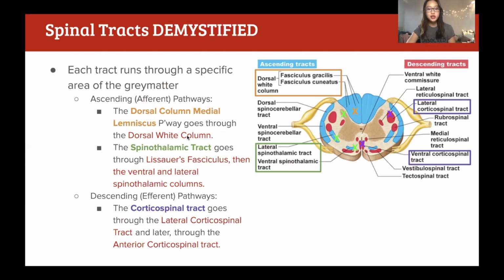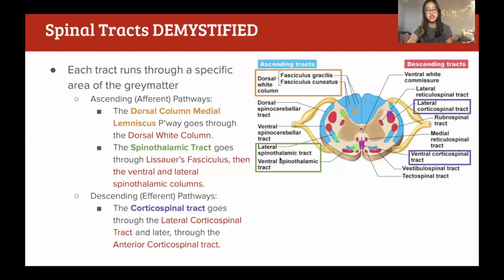Okay, and then the spinothalamic tract goes through Lissauer's fasciculus, and then eventually goes on to travel through the ventral and lateral spinothalamic columns. So Lissauer's fasciculus is right here. As you can see, it's kind of on this protuberance of the gray matter, and it will eventually go out to either this or this. All right, and then the descending pathways.